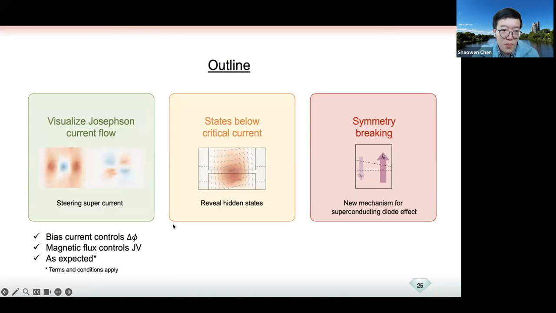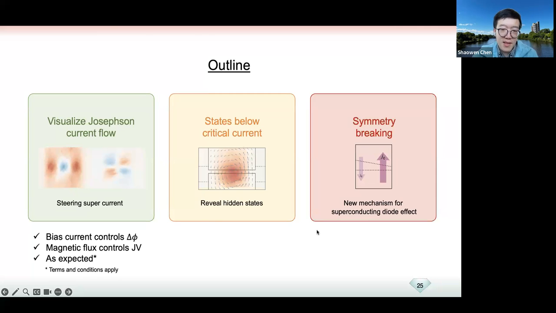Okay, so this is the first part. As I showed you, we can essentially see what is going on inside the Josephson junction, what is the current flow. And by and large, we see that bias current can control the phase difference, the magnetic field flux can control the Josephson vortex, and everything is more or less as expected, maybe with some small caveat.